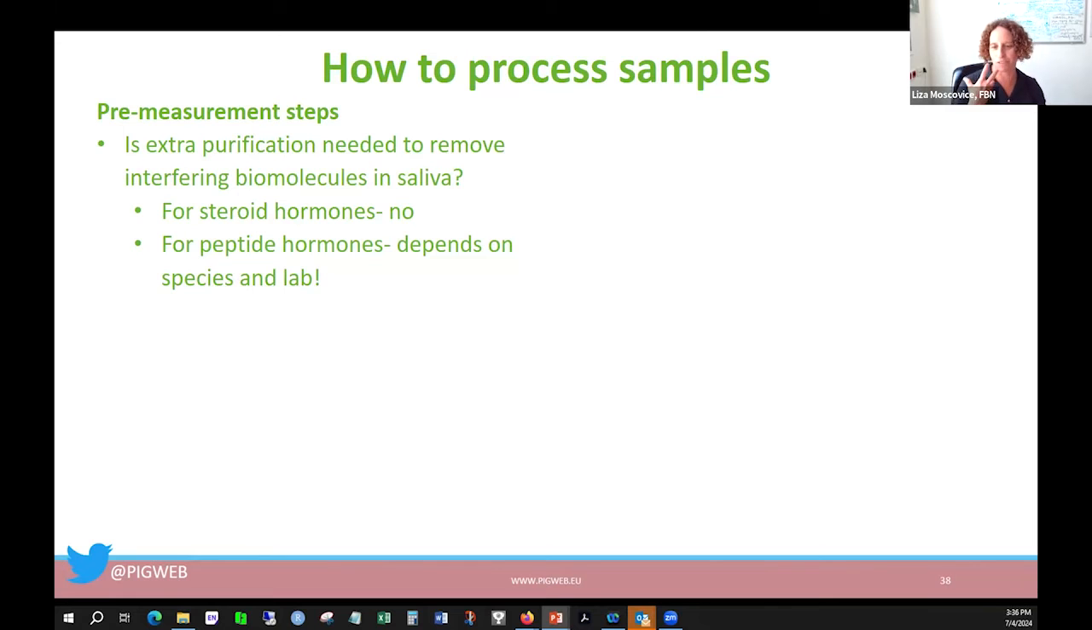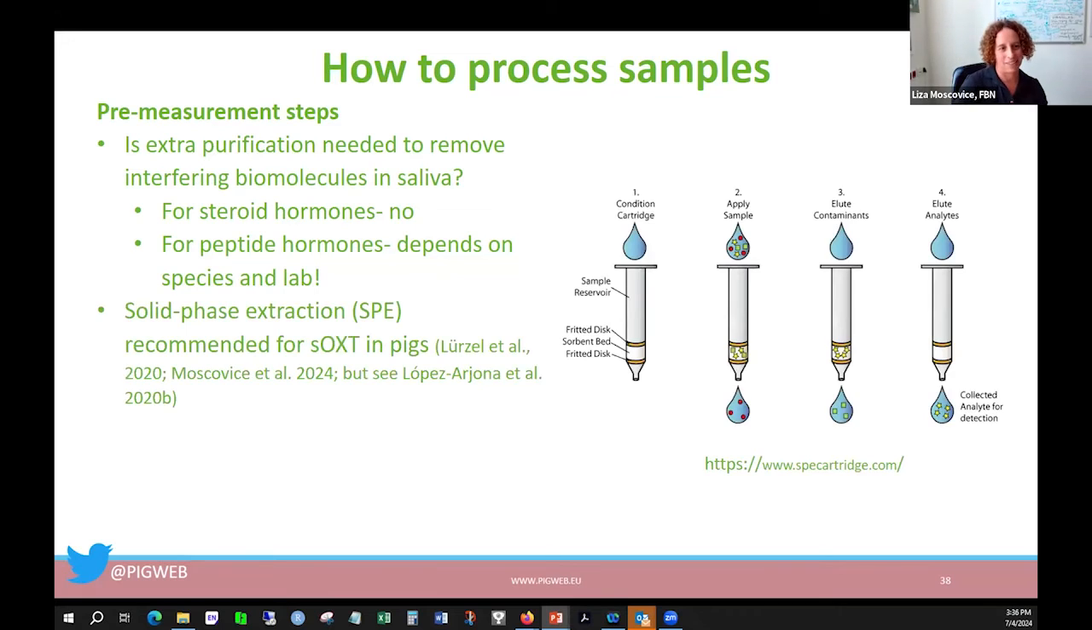There are actually different properties of the saliva in different species that can influence whether it's needed, but it also depends on the lab. In our lab and in a lab of our collaborators, we run solid phase extractions, a pre-measurement purification step for salivary oxytocin measurements in pigs, but other labs measuring salivary oxytocin in pigs argue that this step isn't needed. This is something interesting that we have to resolve as we get closer to this gold standard.